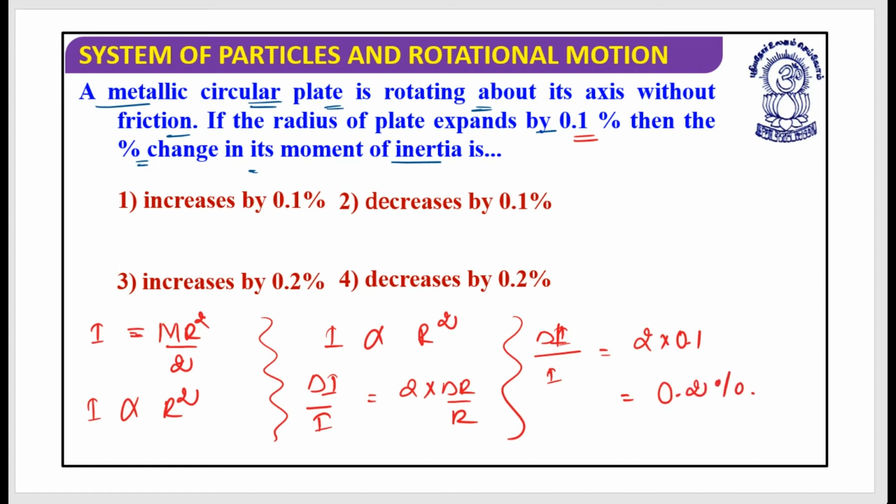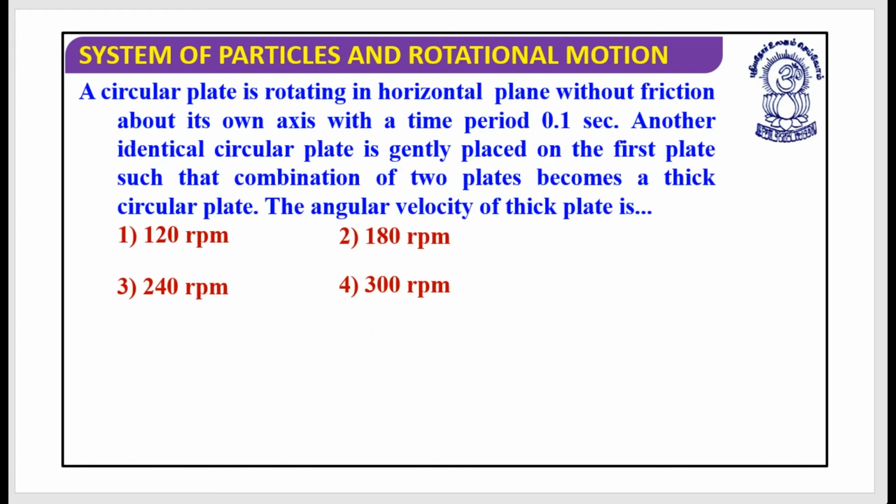Yes, one more thing, the radius and moment of inertia both are directly proportional to each other. It means that if radius is increasing, because it expands, even moment of inertia is going to increase. It will increase by 0.2 percentage. I hope this is clear. Is it clear? Great. Let's work for the next question.